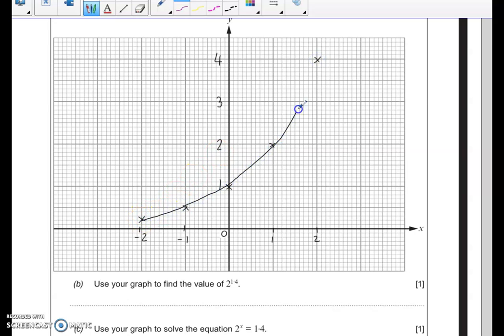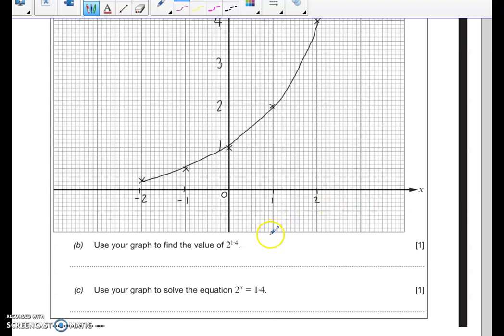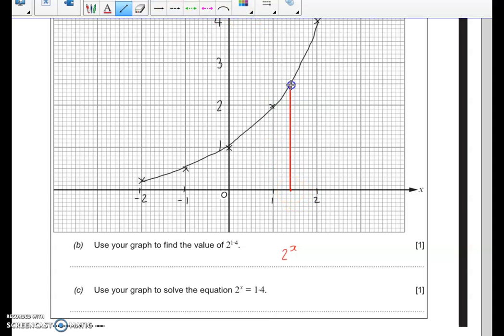Join it all up, and we get something like that. You've got to try to be accurate on this because of the next question. It says, use your graph to find the value of 2 to the power of 1.4. So that's 1.4 on the x-axis first of all. Remember, it was 2 to the power of x. So when x is 1.4, which is there, we need to go up and across. So up and then across.